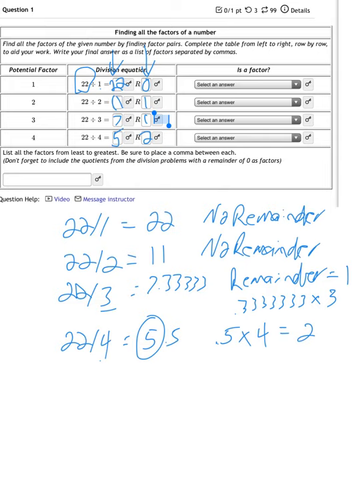Now, when you're filling in the factors, all you have to do is look for what numbers divided evenly and what the result was when you did. So the factors of 22: well, we started at 1, and that was 1 times 22, so 22 is also a factor. Then we have 2, and 2 times 11, so 11 was a factor. 3 was not a factor, 4 is not a factor.